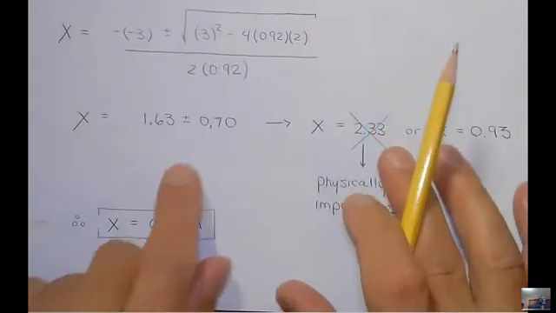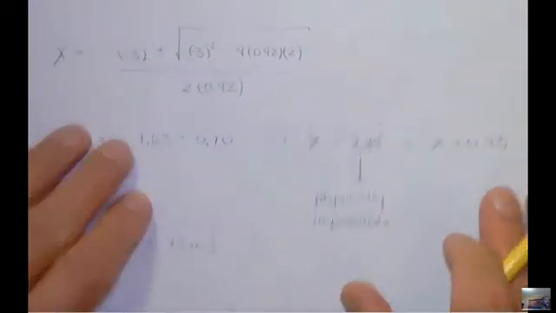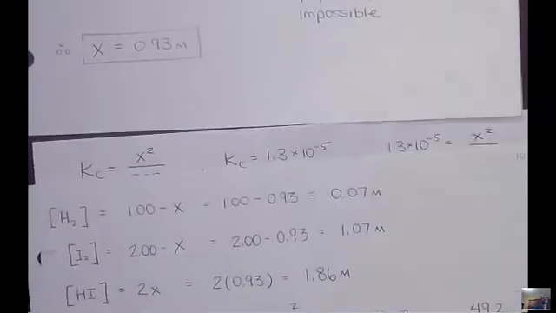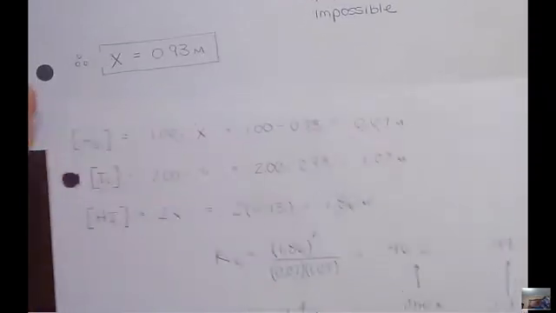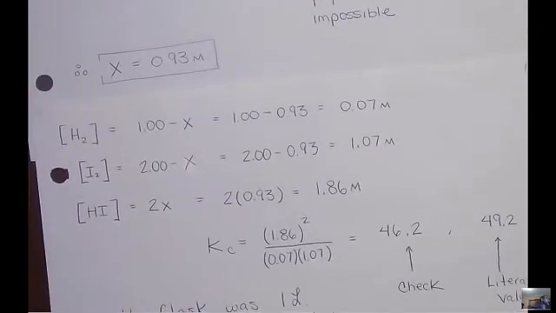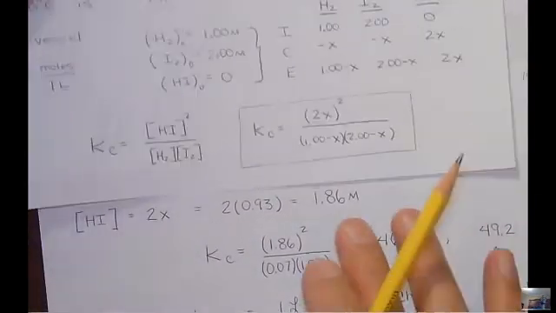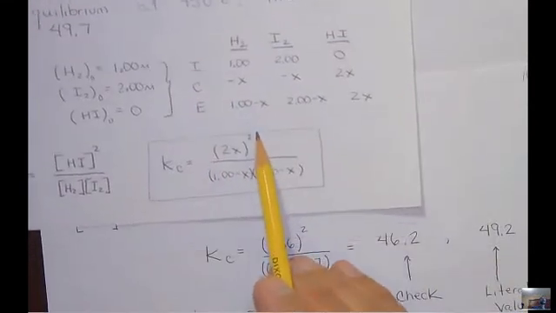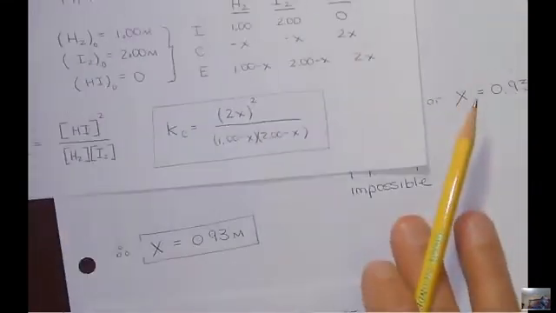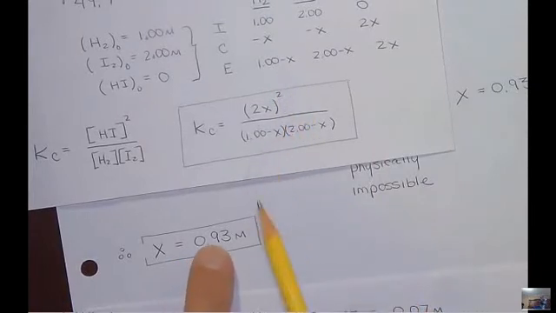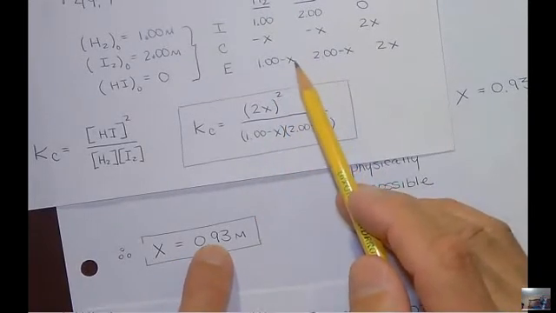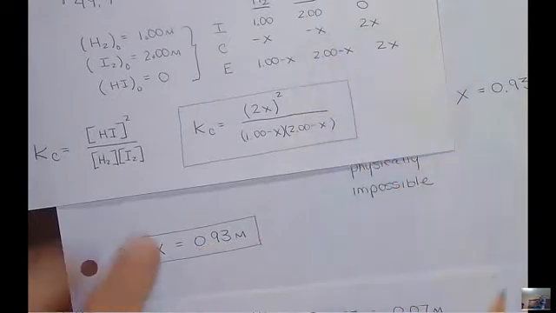Okay, if x is 0.93, let's go back and plug it in. Let me show you the equilibrium. The equilibrium is here, right? So let me put these two things together. What I'm going to get is the concentration of hydrogen is going to be 1 minus 0.93, because x is 0.93, okay? So that's going to give me 0.07.